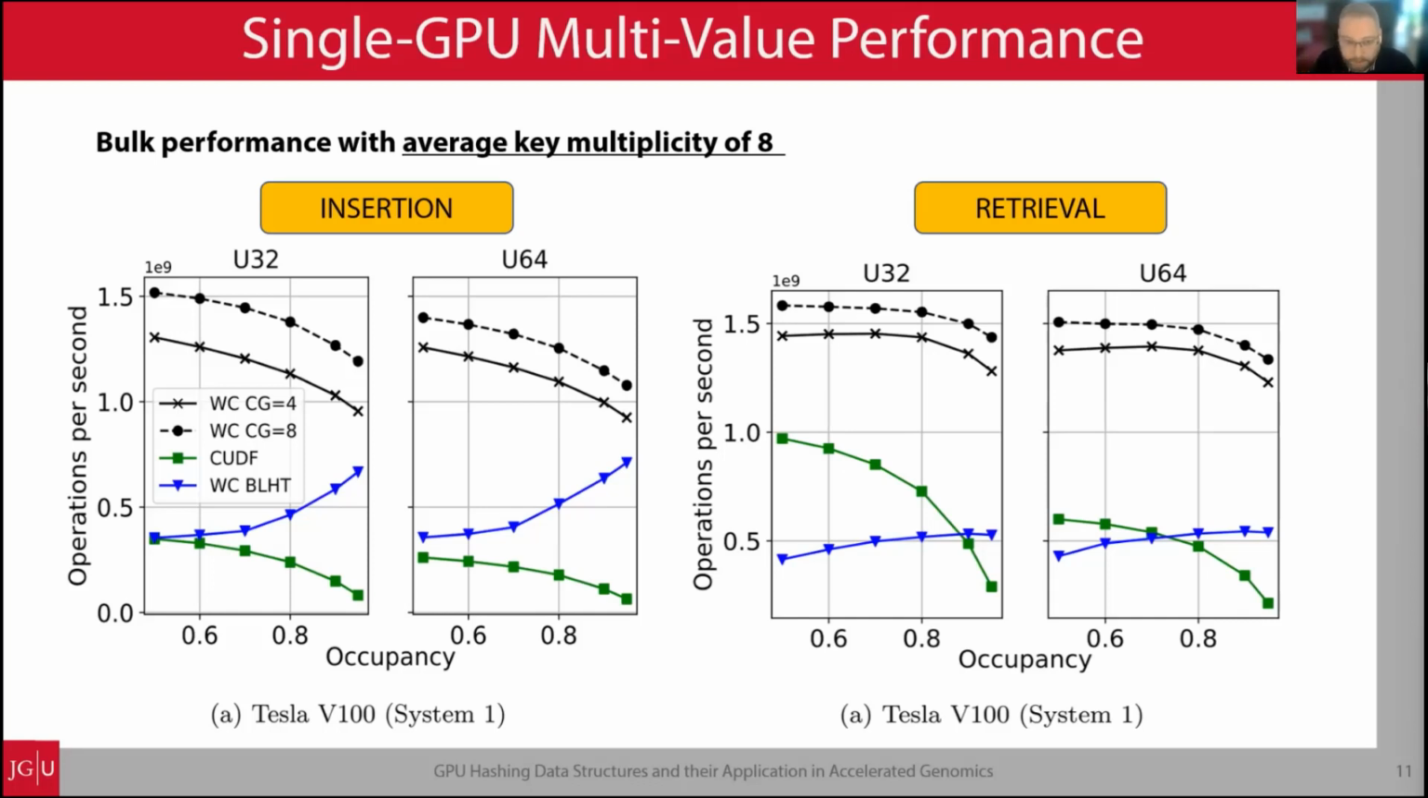One additional thing we observe here is that now that the key multiplicity is higher than in the previous setup, we see that WarpCore's open addressing approach consistently performs better with the larger of the two group sizes. This effect is even more pronounced if we increase the key multiplicity even further, for example, by using an exponential input distribution.